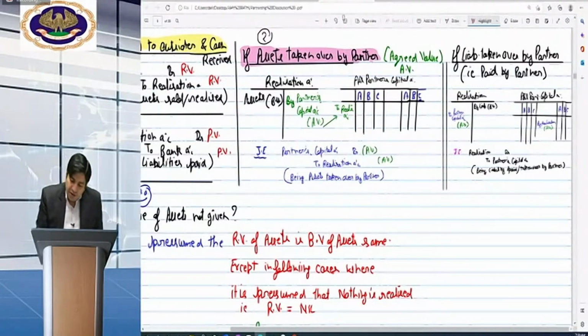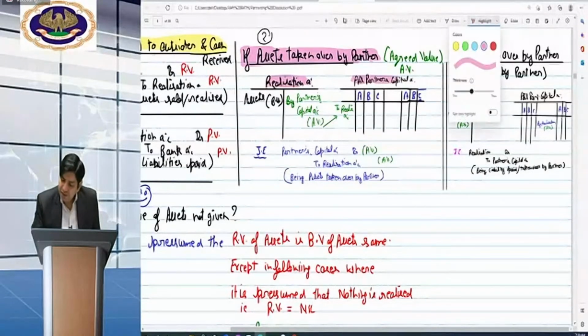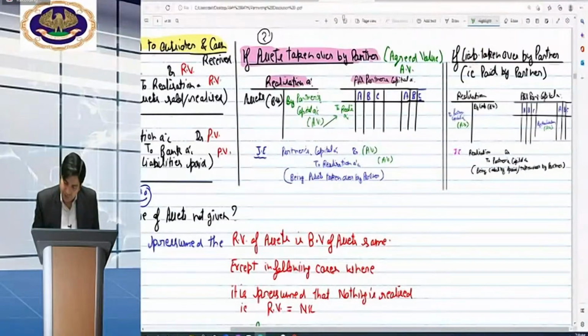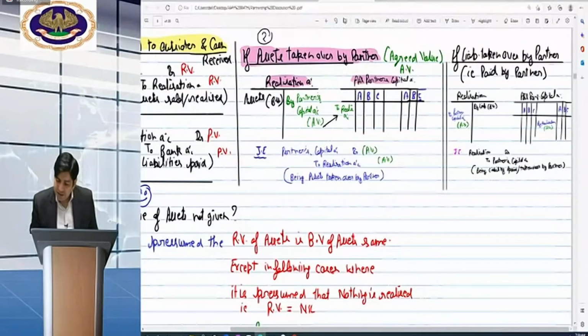So, here is the realization account and here is the partner's capital account. How will you deal with it? In this way: the amount is being transferred to the partner's capital account. Okay, beta. Now, the third part is also there.